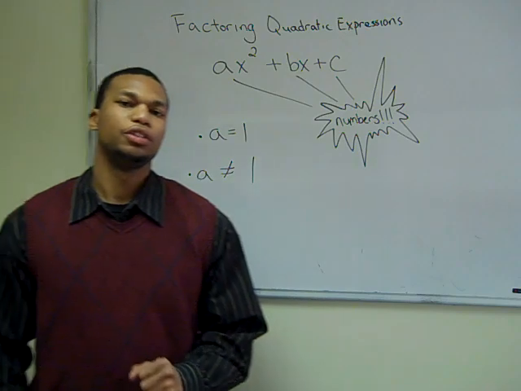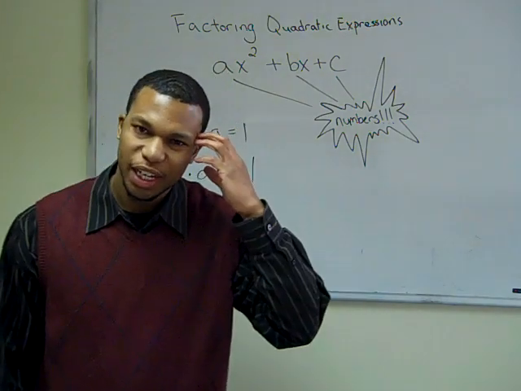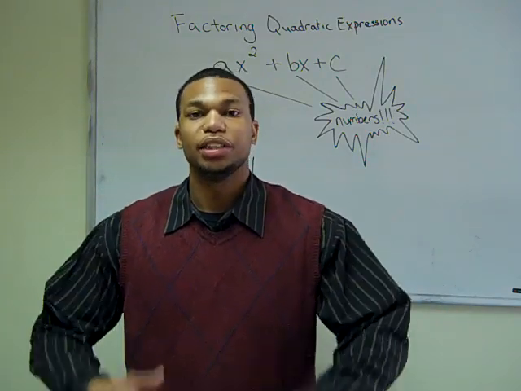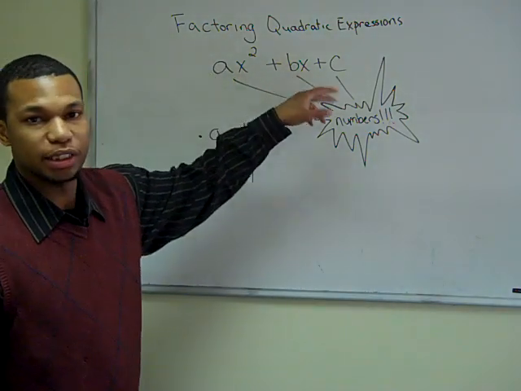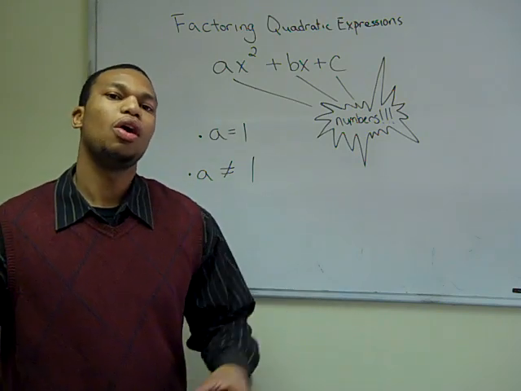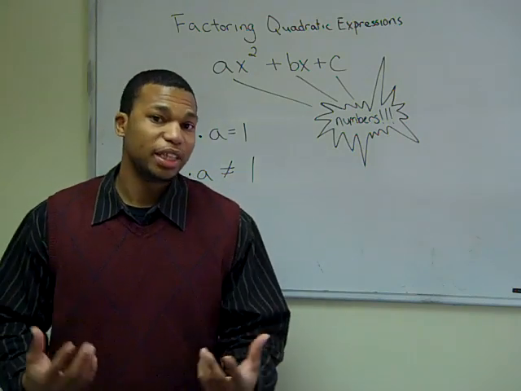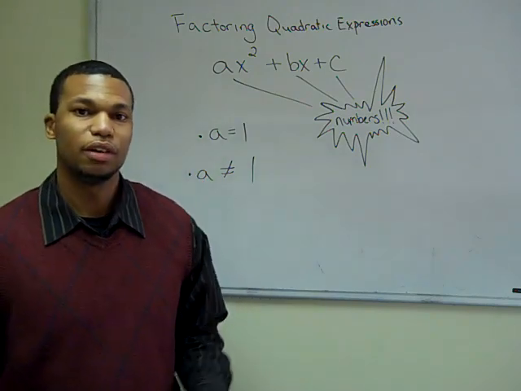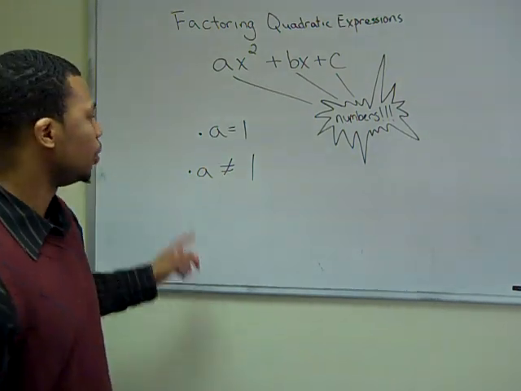Now we're going to move along to factoring quadratic expressions. Now I know you all may be scratching your heads and saying, what is a quadratic expression? Well, a quadratic expression is anything that follows the format of ax squared plus bx plus c. Of course, a, b, and c are all numbers. We're going to learn methods as to how to factor quadratic expressions in two cases. First, when a is equal to 1, and then next, when a does not equal 1.